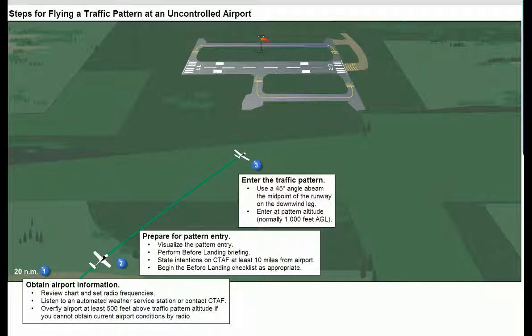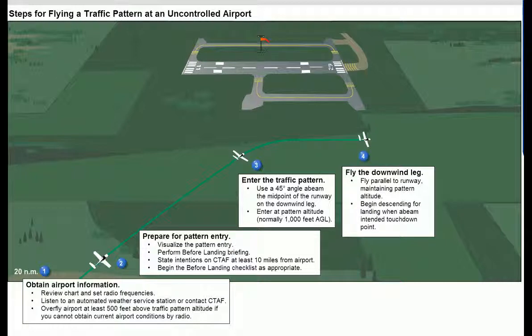Use a 45-degree angle abeam the midpoint of the runway on the downwind leg. Enter at pattern altitude, which is normally 1,000 feet AGL. After you turn onto downwind, fly the downwind leg. Fly parallel to the runway, maintaining pattern altitude. Begin descending for landing when you are abeam the intended touchdown point.